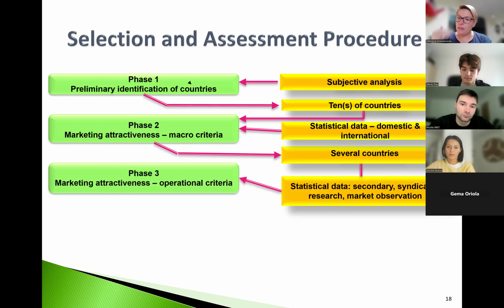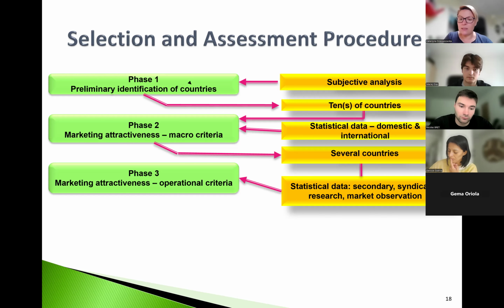And then for these few precious selected markets, you go deeper. You go into operational criteria, and you collect more precise information that is more about the industry, the competition, kind of like Porter's 5 forces.